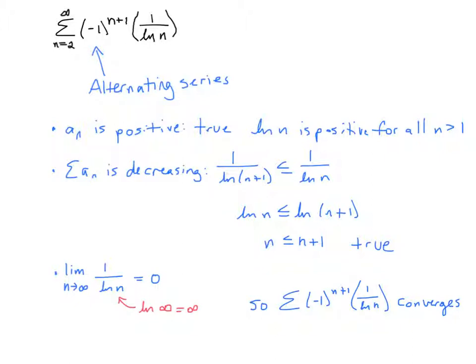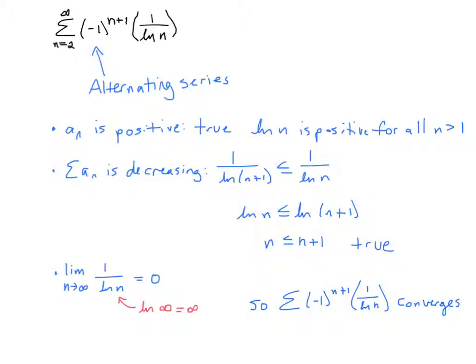So for n greater than 1, natural log is positive, and we're starting at 2, so that means that a_n is positive. The next thing I have to test is that a_n is decreasing. So I need to know that the n plus 1th term is less than the nth term. You can do it algebraically, you can look at the graph. I've included it algebraically here to show you what that would look like. I started here, and then I just cross-multiplied to get natural log of n is less than or equal to natural log of n plus 1. Because natural log is an increasing function, this is actually good enough. You could stop here and say that this is true, so that means that the sequence is decreasing.